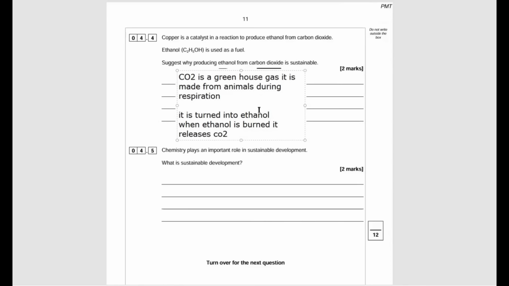What they're driving at here is why is it okay to use CO2 to make ethanol? Well, it's okay because when you burn the ethanol, you'll release the CO2. So you're using CO2 to make the ethanol, but then when you burn the ethanol, you release CO2. It swings and roundabouts. You produce the same amount of CO2. I just wrote down a load of old junk to do with CO2 and ethanol.